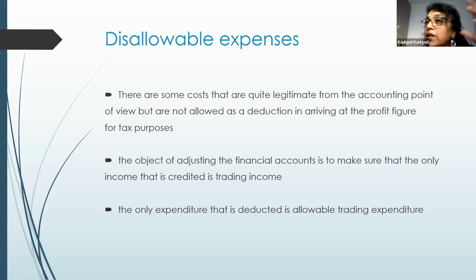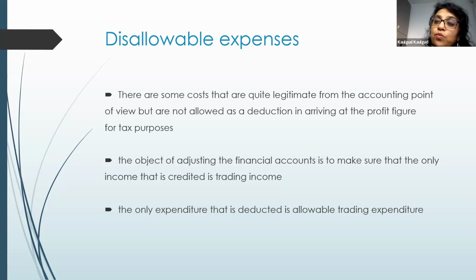We make adjustments: all the depreciation, bad debts, and year-end adjustments like accruals and prepayments. Then we arrive at the gross profit, then the net profit, and that gets transferred to the statement of financial position, which is registered with Companies House.